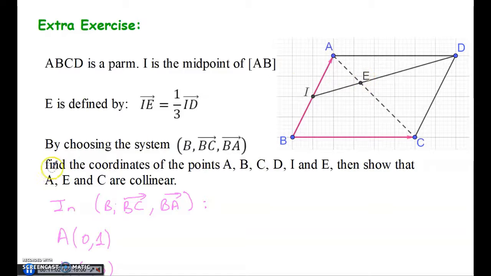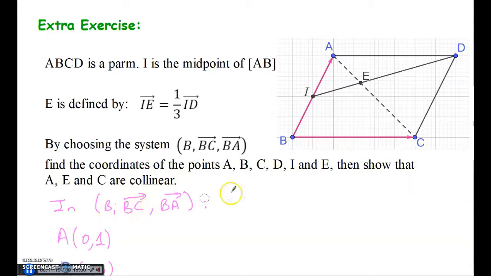By choosing the system B, so B is the origin 0, 0, BC, so this is I, BA, so this is J. Find the coordinates of the points A, B, C, D, E, and I, then show that A, E, and C are collinear.